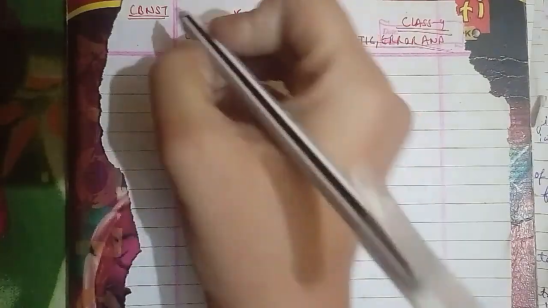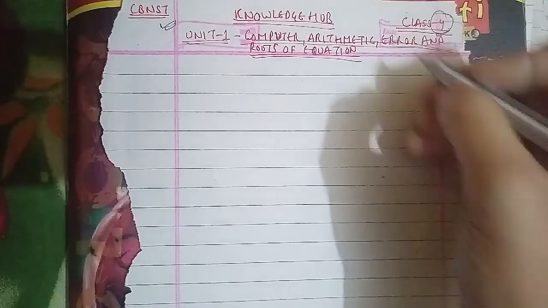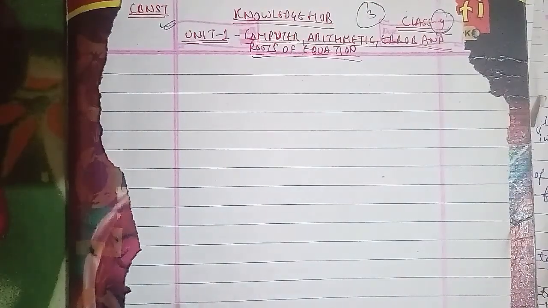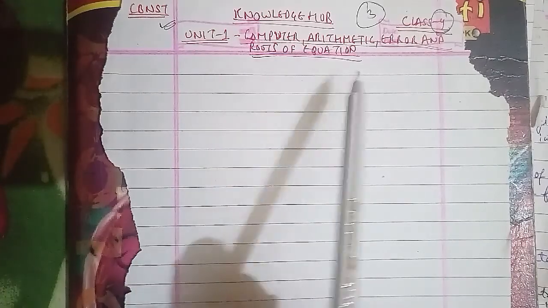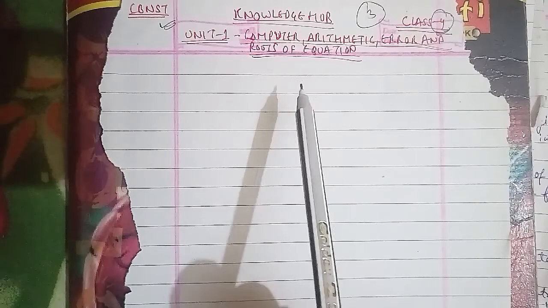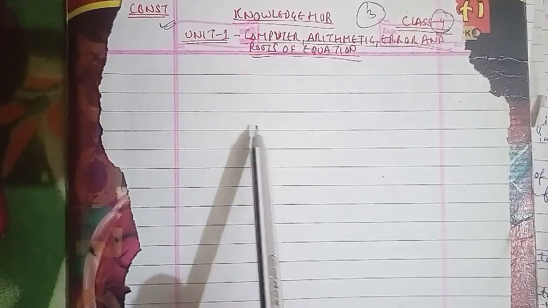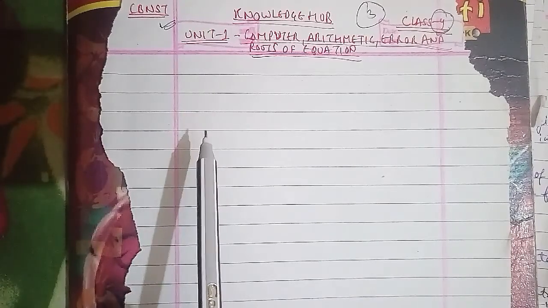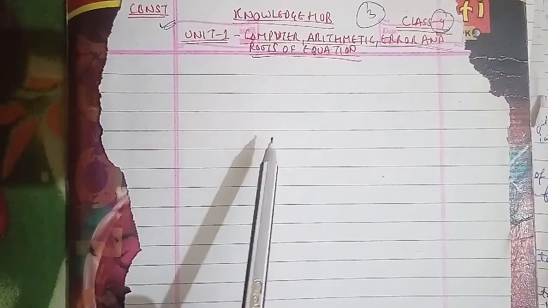Today we're going to start with your CBNST class. This is class 4; in class 3 we had started with unit 1. The name of the unit is Computer Arithmetic, Errors and the Roots of Equation. The subject is Computer Based Numerical and Statistical Technique, where we started unit 1 in the last classes, and we have covered the numerical questions as well. Now we're going to start with the next few questions.